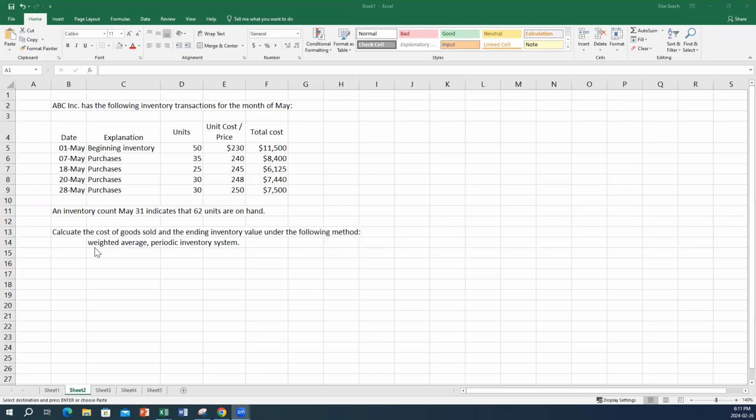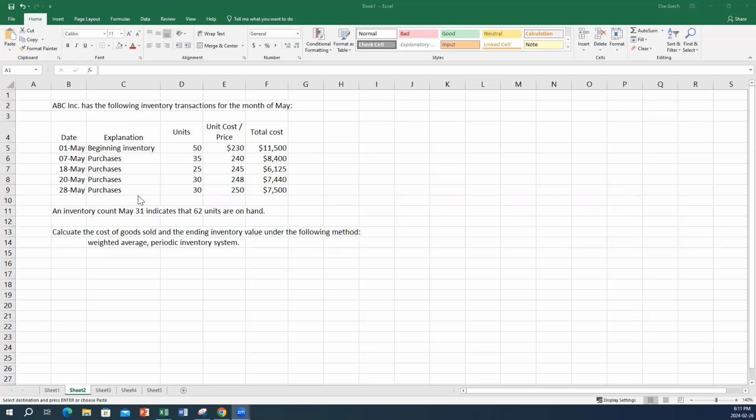We're going to use the weighted average under the periodic inventory system to value both the ending inventory and the cost of goods sold. We've got ABC Inc., and they have the following inventory transactions for the month of May. They've got beginning inventory, 50 units, $230 each.